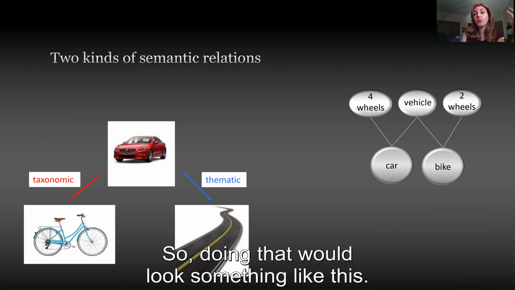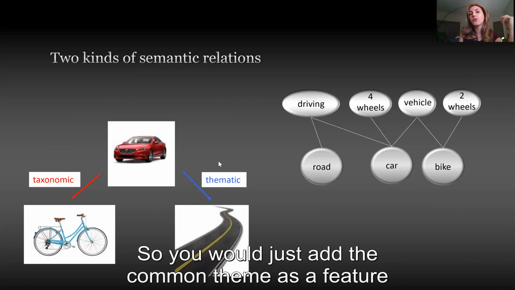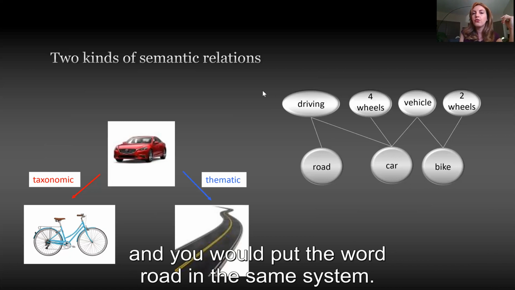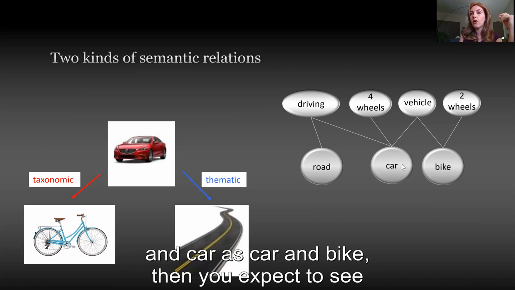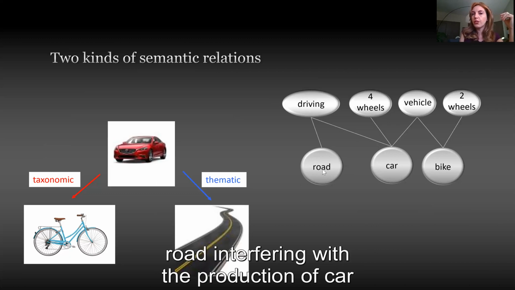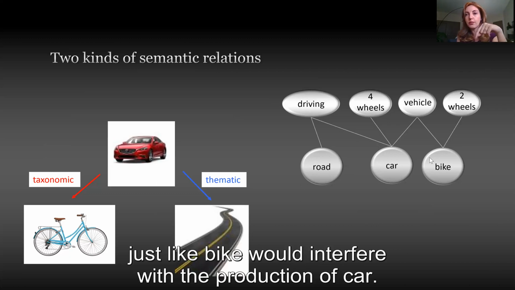So doing that would look something like this. You would just add the common theme as a feature, and you would put the word road in the same system. So now what you would expect, if the same kind of dynamic operated on road and car as on car and bike, is to see road interfering with the production of car, just like bike would interfere with the production of car.